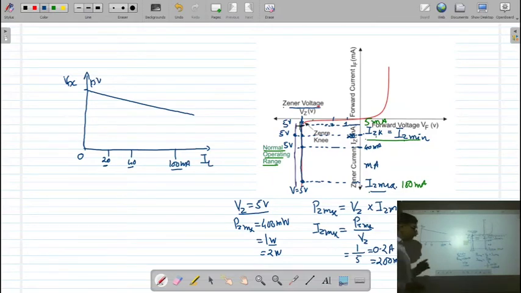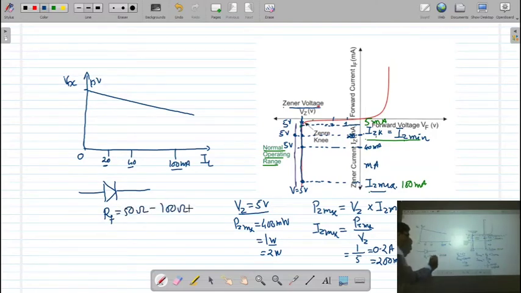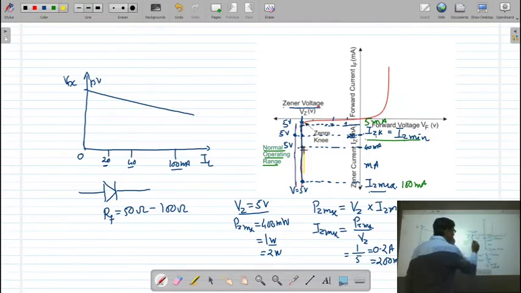Correct? Now, the second important thing you should know is that an ordinary diode has a forward bias resistance RF, which is about 50 ohm to 100 ohm. It is the forward bias resistance. Correct? In the same way, the Zener diode also has some resistance, and you can find that resistance by taking the slope of this here.